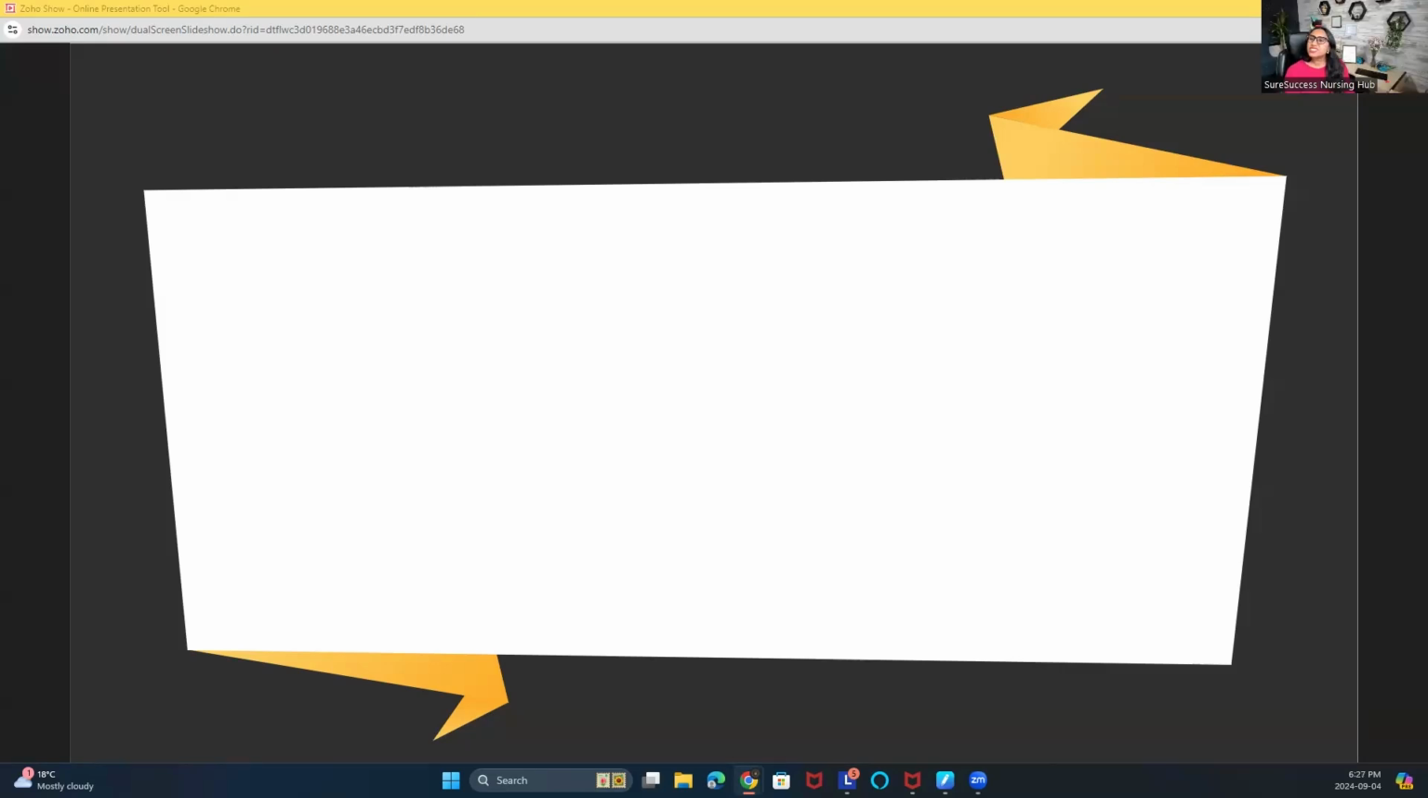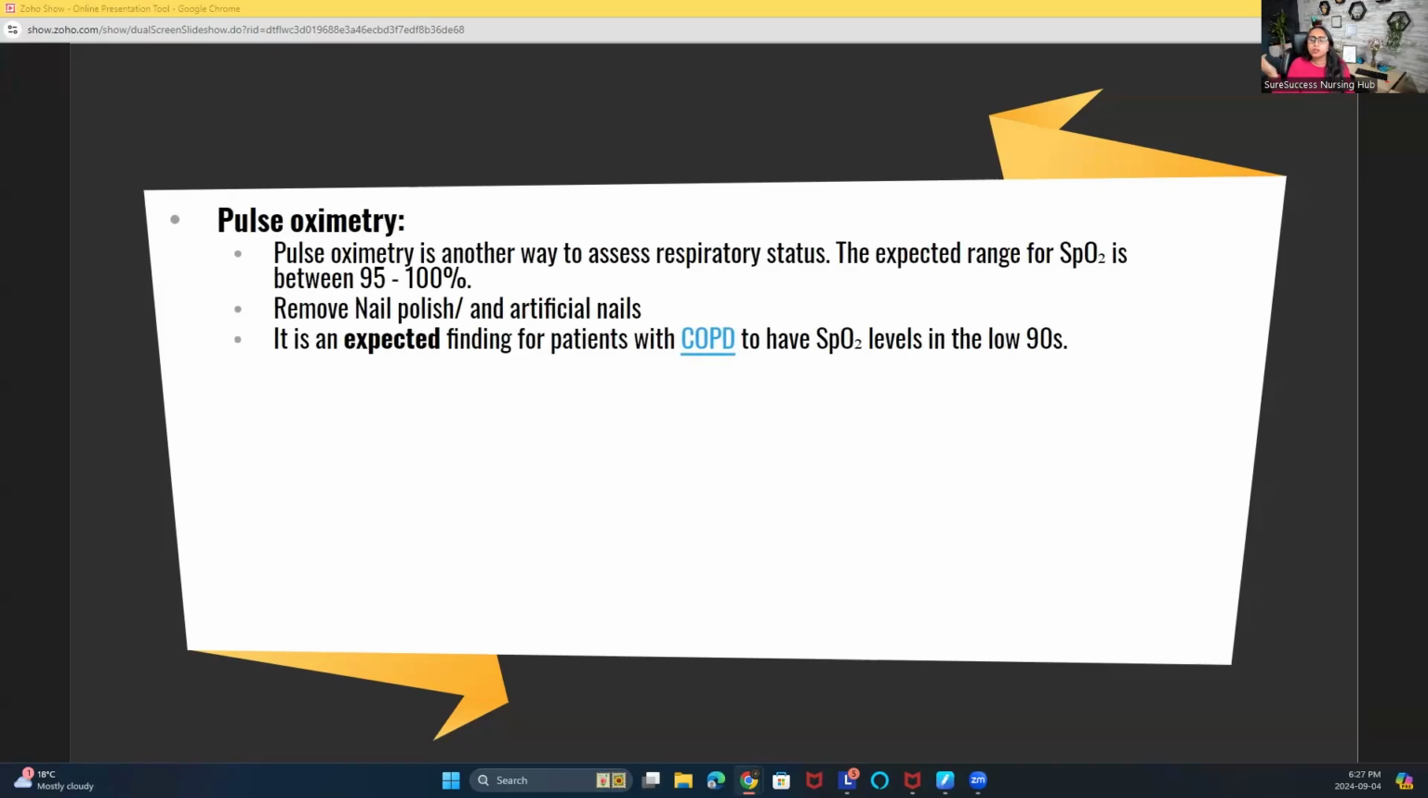So let's study the basic things first. Sputum culture is one of them, right? The first thing we would always do is pulse oximetry. What is a normal range? As you can see, normal range is 95 to 100%. And what is the normal range of a COPD patient? I hope you still remember it. Yes, 88 to 92%.